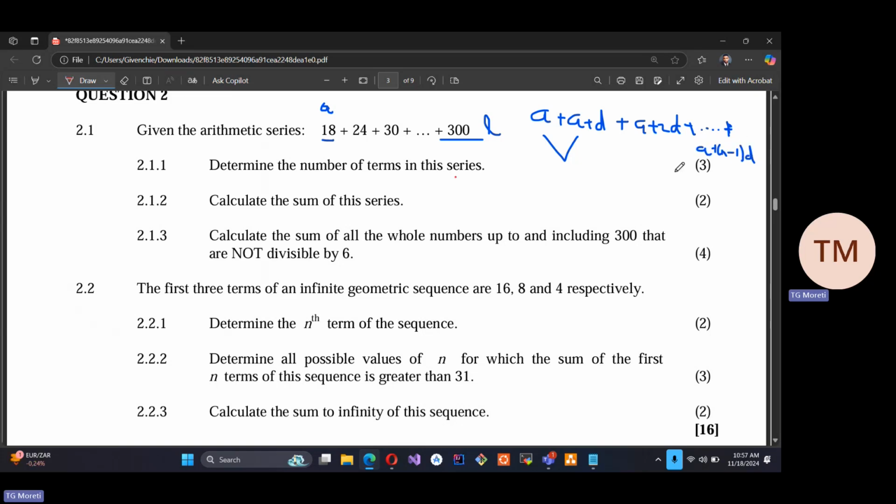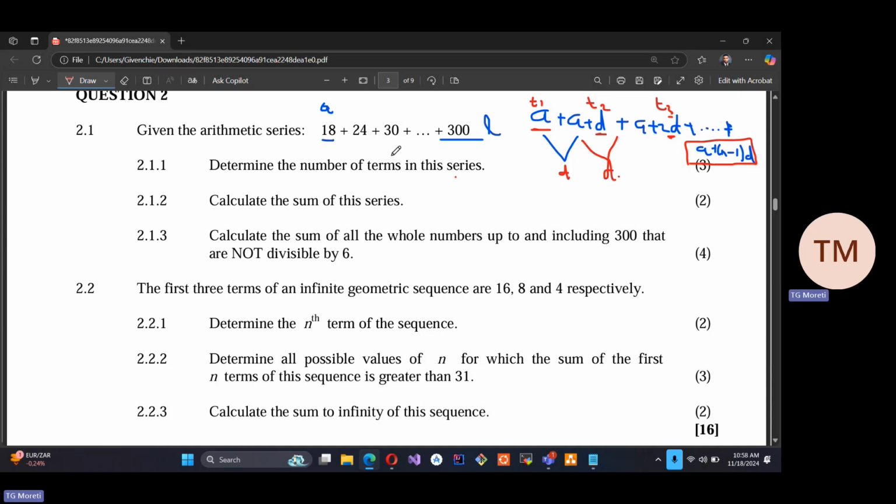What does that mean? As you can see, this is our first term, we'll call it T1. This is our second term, T2. This is term number 3. When we are on term 2, the d value is 1. When we are on 3, the d value is 2. When we are on term number 4, the d value will be 3. So it's always 1 less. That's why our last term would usually be a plus (n minus 1) multiplied by d, where d is our common difference, the difference between two consecutive terms.